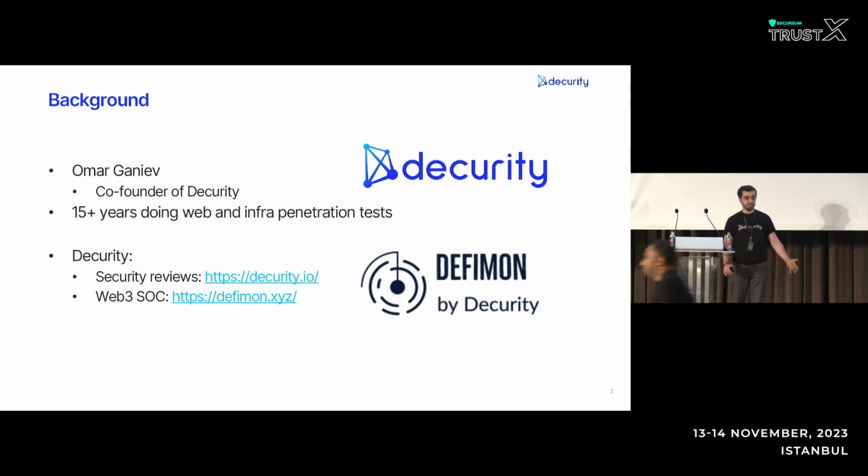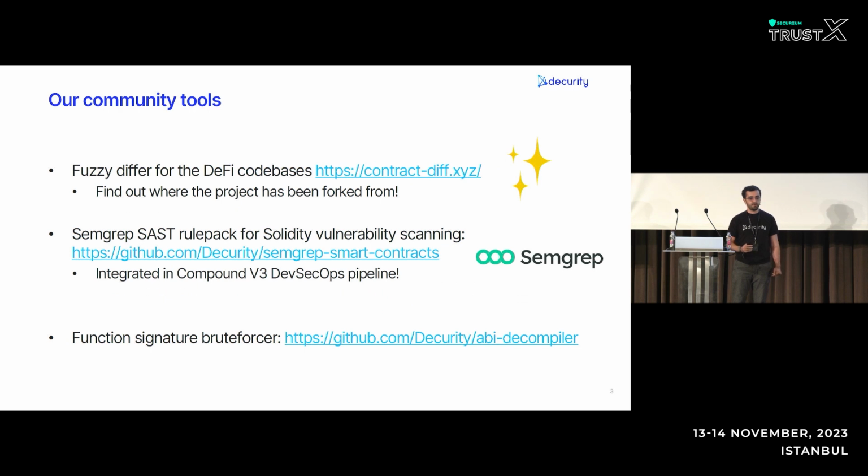So our main business is security reviews for the smart contracts and other types of blockchain applications, including these Web 2.5 applications. And we also developed our threat detection tool called DeFi-Mon, which is on-chain hack detection product. And apart from the business side, we also have a bunch of community tools that you should be using.